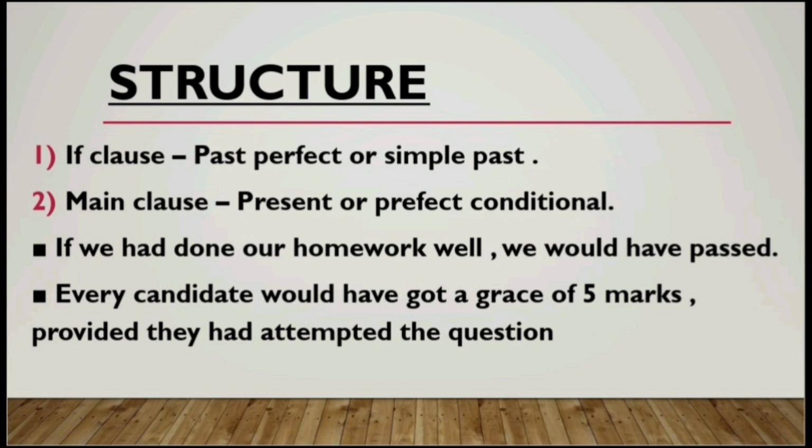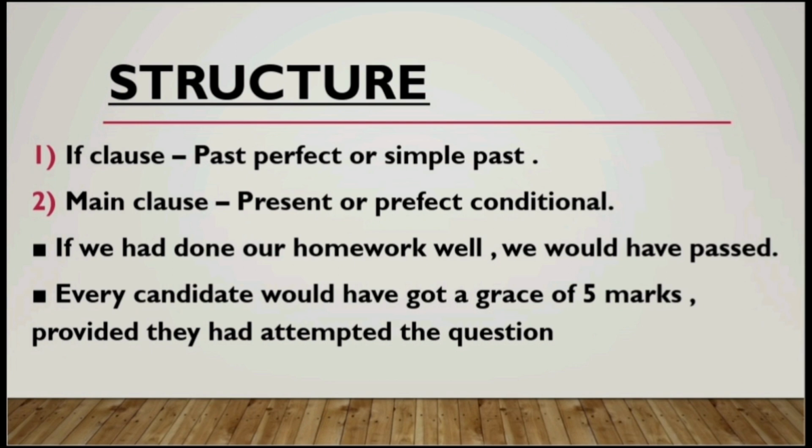Have a look at the examples here. Number 1, if we had done our homework well, we would have passed. So the if clause contains a condition that is unreal. So you actually did not do your homework well, because of that you did not pass. But this is an unreal situation and its probable result is we would have passed. If we had done our homework well, that's the condition, and the result is we would have passed. Probable result.